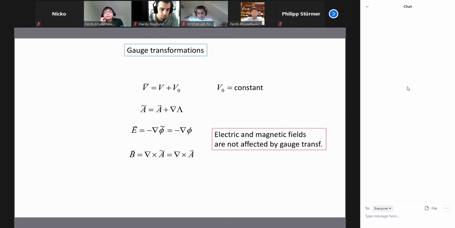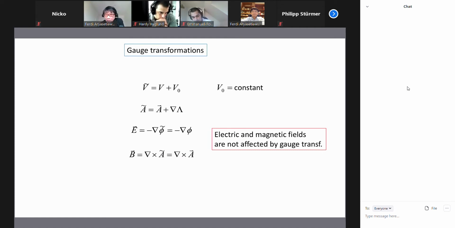Gauge transformations on wave functions. And later we will also start doing angular momentum. So in electromagnetic theory, we have gauge transformations. These are transformations of the potential and the vector potential such that the electric and magnetic fields remain unchanged. Yes, so that we know from electromagnetic theory.